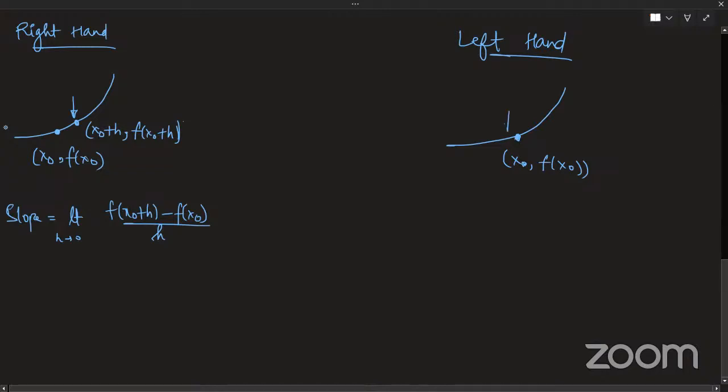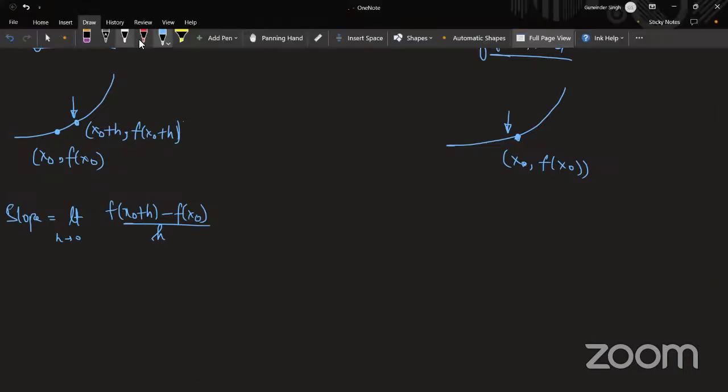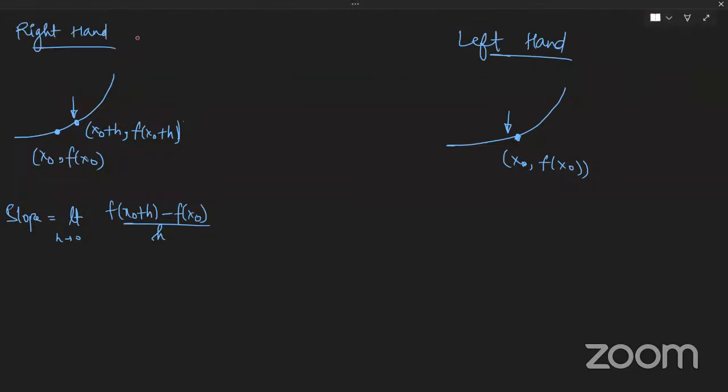So can you tell me, can I take a point that's on the left side? Can we take a point on the left side also? Anyone? Yes, sir. If we can take a point on the right side and calculate the slope of the tangent on the right side, obviously we can do it on the left side also.